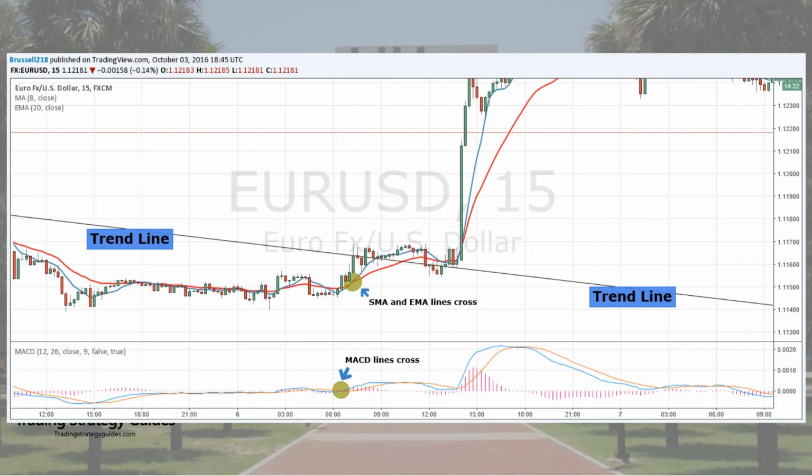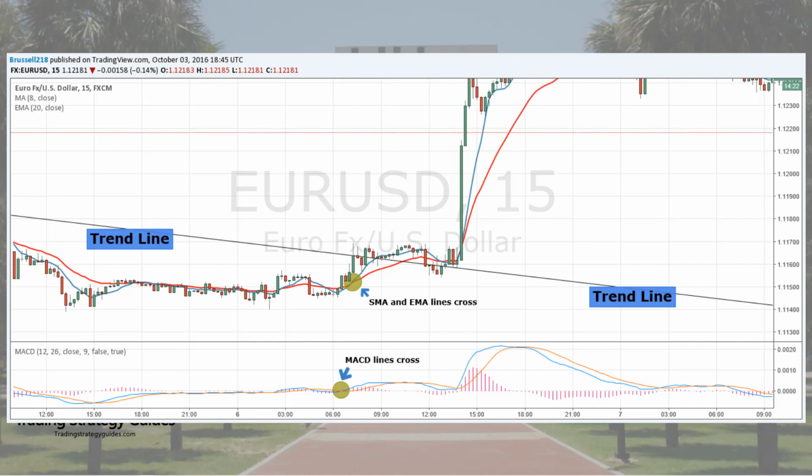The moving average and exponential moving average lines also crossed. So when the MACD lines cross and the moving average lines cross, you want to wait until the candlesticks go above or below the trend line that was drawn in step 1. Then identify a point of entry into the trade.